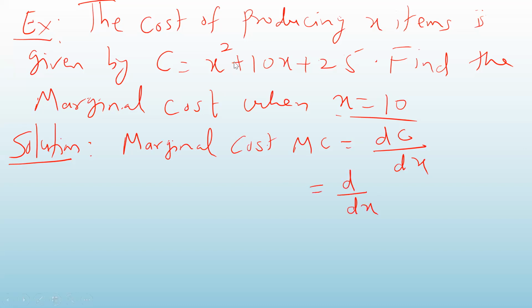What is your C? C is this, x squared plus 10x plus 25. So in place of C, we will write down x squared plus 10x plus 25. Okay. Now we have already learned how to find out the derivative. This is the derivative of x squared plus 10x plus 25. So it will be same as derivative of x squared plus derivative of 10x plus derivative of 25. Let me write down on the next slide.